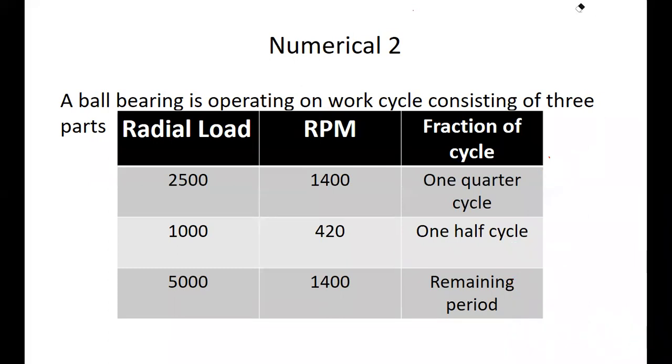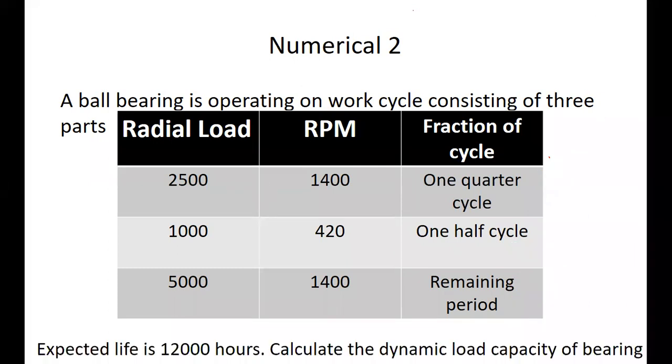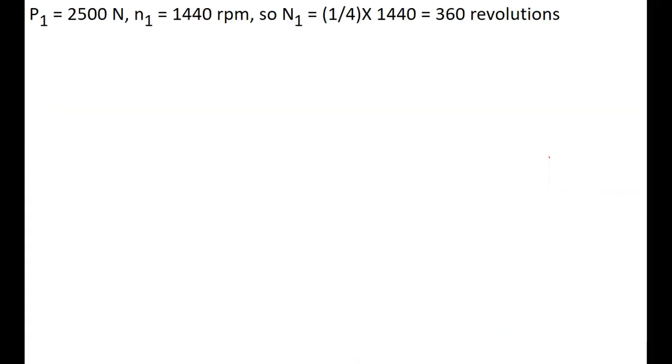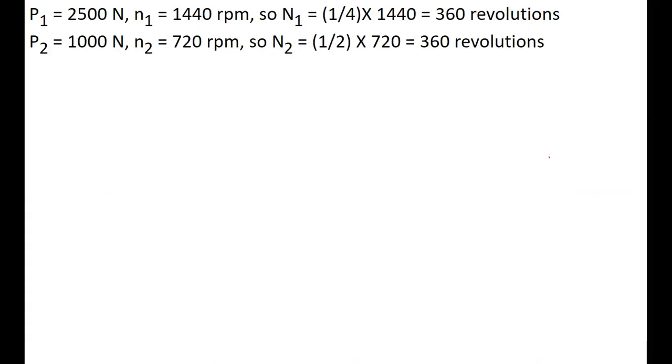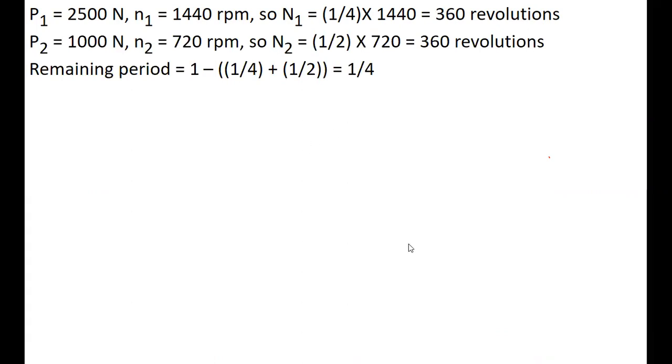What have they told us to find out? They are telling that expected life is 12,000 hours. Calculate the dynamic load capacity of the bearing. They are not telling us to find the bearing from the manufacturer's data book. They are just telling us to find dynamic load capacity. Now, what I've done, I have just taken these values. P1 is 2500 Newton. Now see, the actual formula of equivalent dynamic load is X V FR plus Y FA.